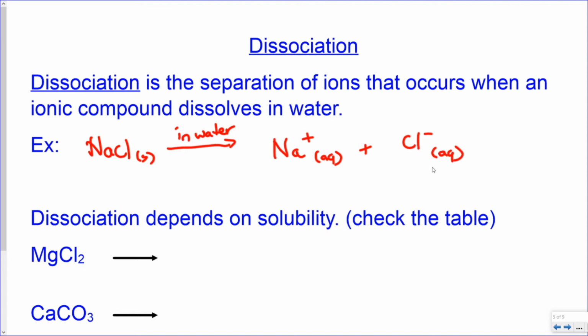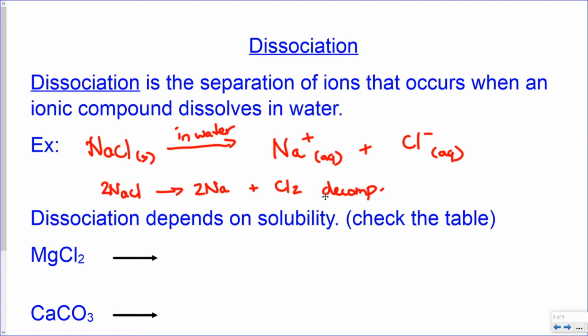Now, this is the part that you might get confused about. This is not a decomposition reaction. A decomposition reaction of sodium chloride would look like this. We'd break it apart into sodium and chlorine, which is diatomic. We'd have to balance it by putting a 2 here and a 2 here. This is a decomposition reaction. This is not what we're talking about.